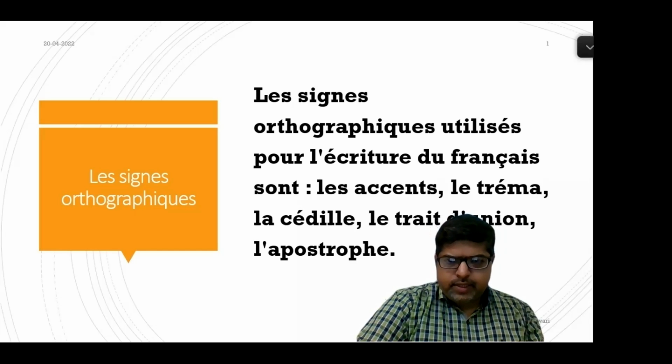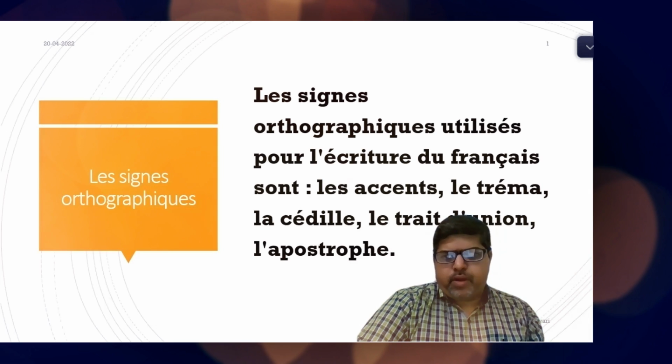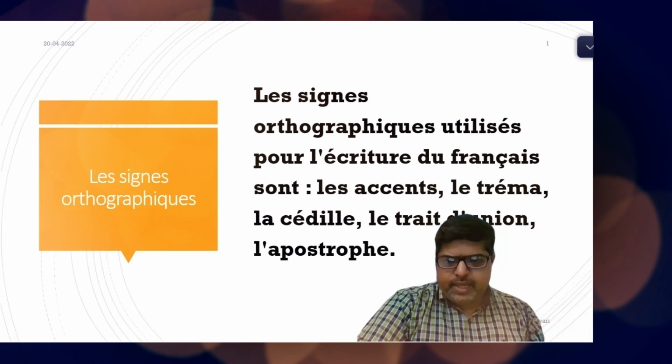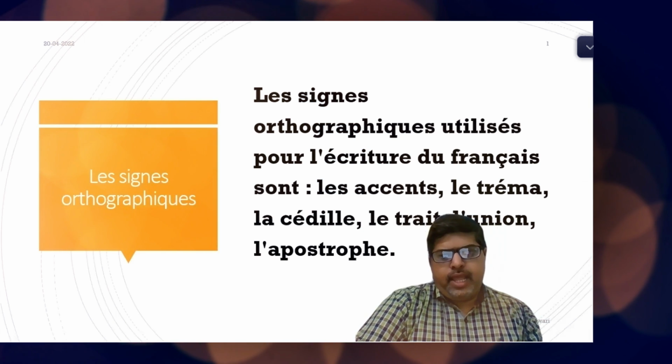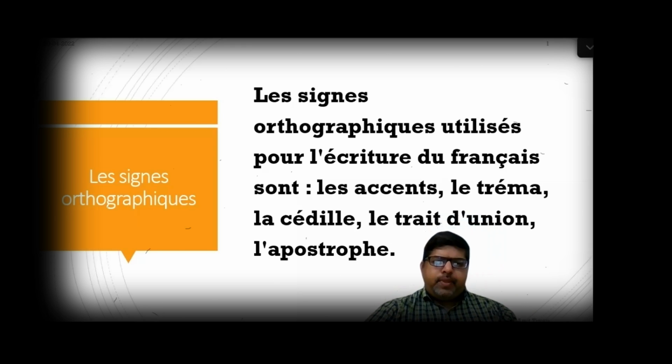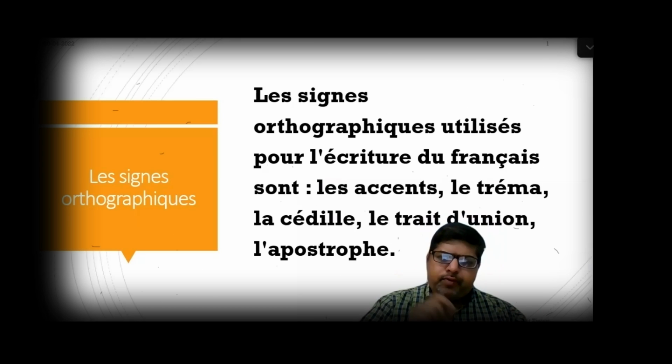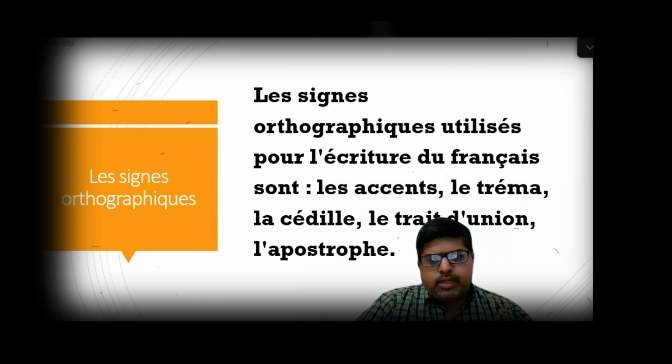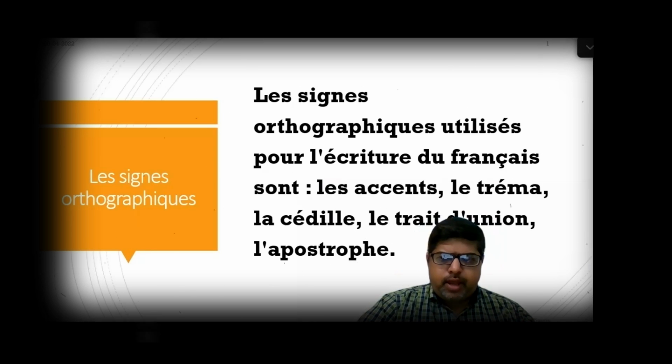discuss these signs, which basically enable French to be written in a proper manner. They are the accent, l'accent; le tréma, the trema; la cédille, the cédille; le trait d'union, the sign of union; and last but not least, l'apostrophe, the sign of apostrophe.